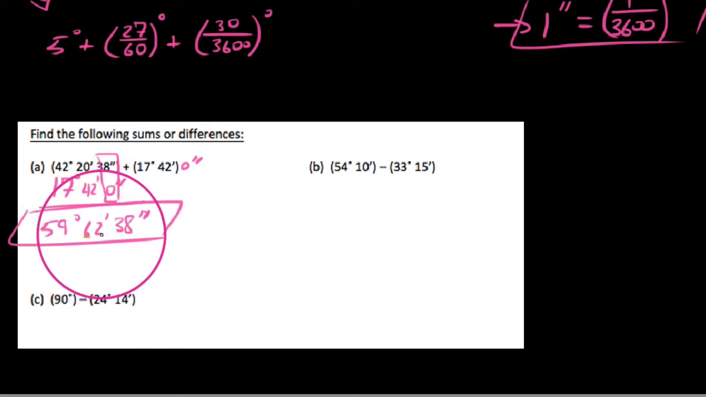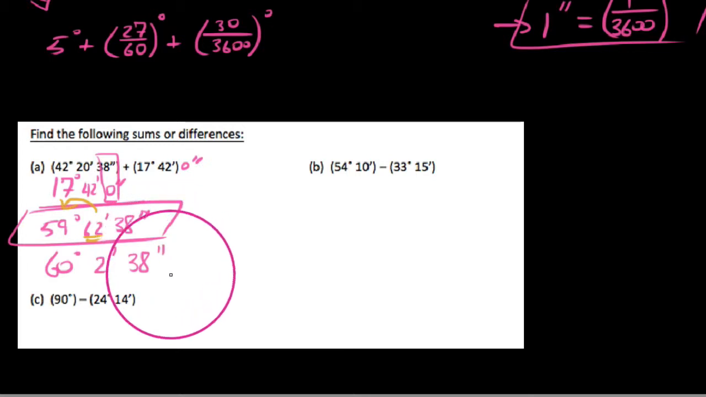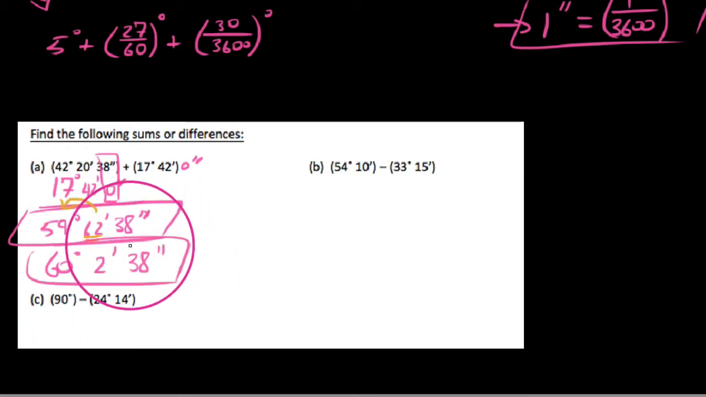Now keep in mind, this is over 60. So we're going to take 60 of these minutes and make it into a full degree and give it to this. So now this would instead be one more full degree from the 60 minutes, 60 degrees. We would have had 2 minutes left over and 38 seconds left over. So this is really our sum in a simplified form.